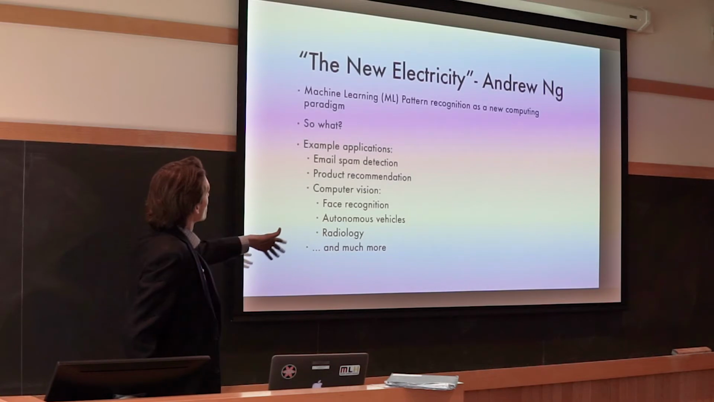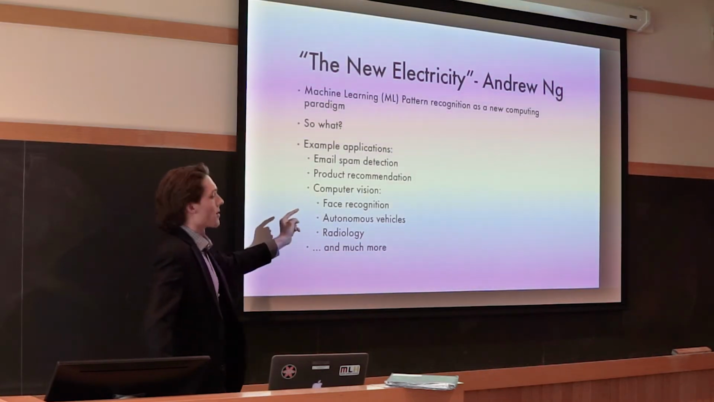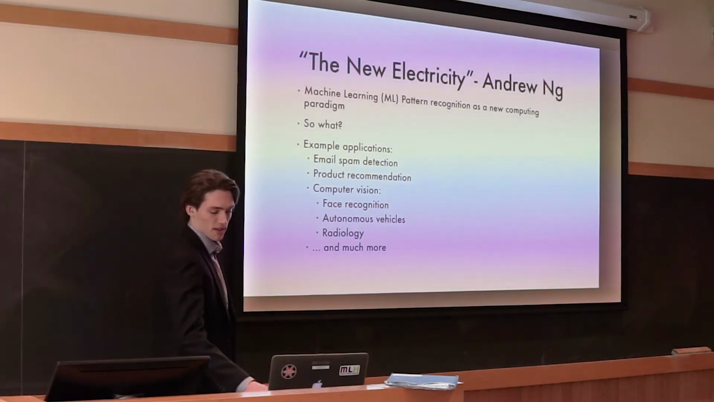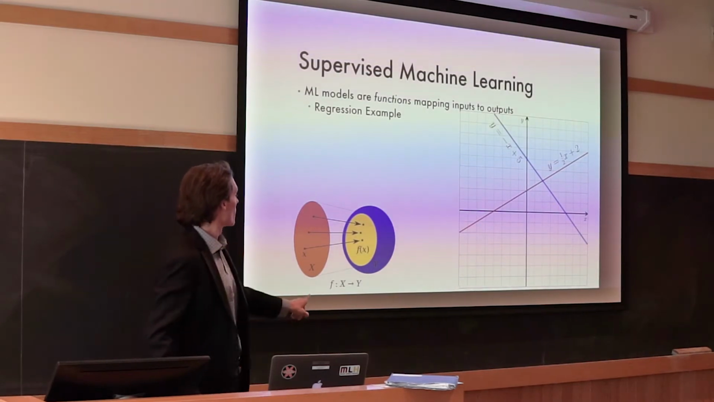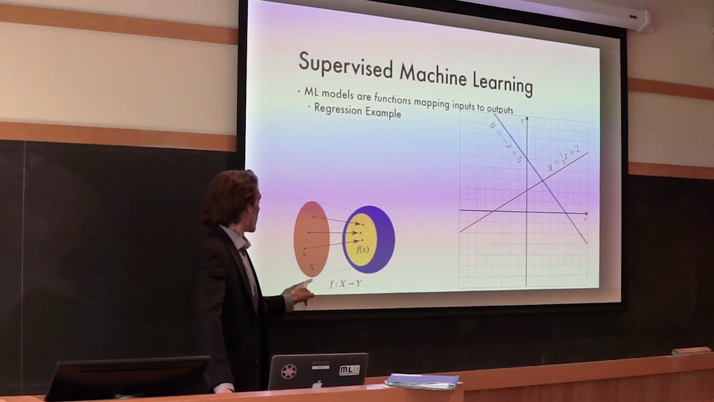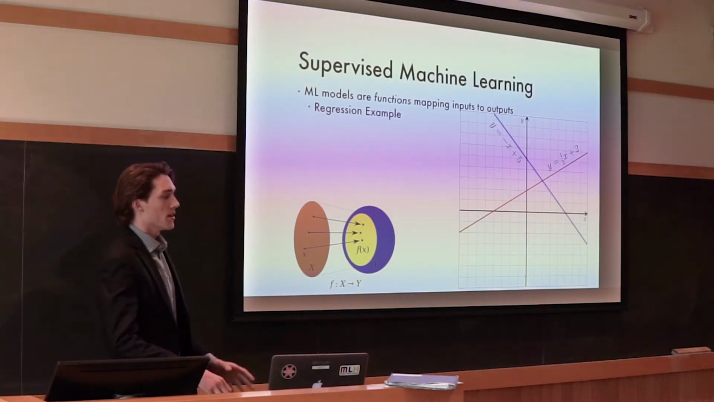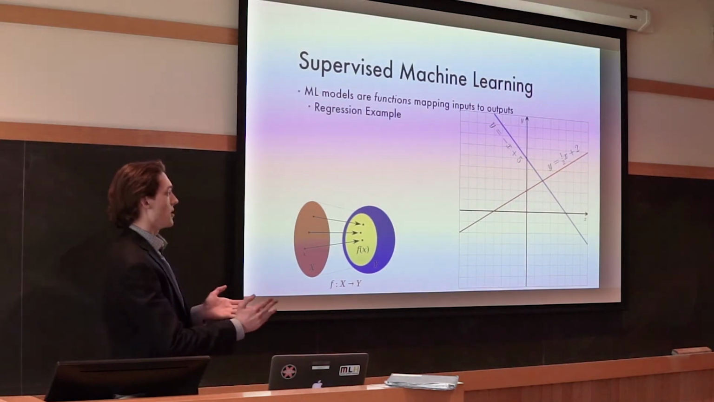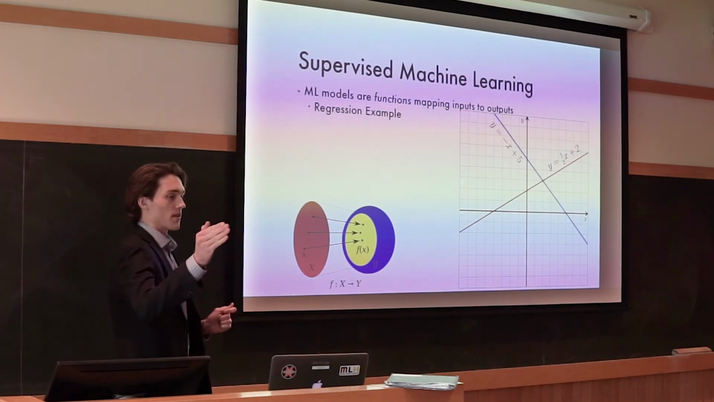So just some examples: spam detection. Is this email spam or not? Product recommendation. What film might you want to watch next? And the rest are self-explanatory. So how does this work? We define functions, and again, remember functions are mappings of inputs to outputs. And so what we do is we define model functions that take in some input. In this very basic case, that'll be x, and then they map it to some output.